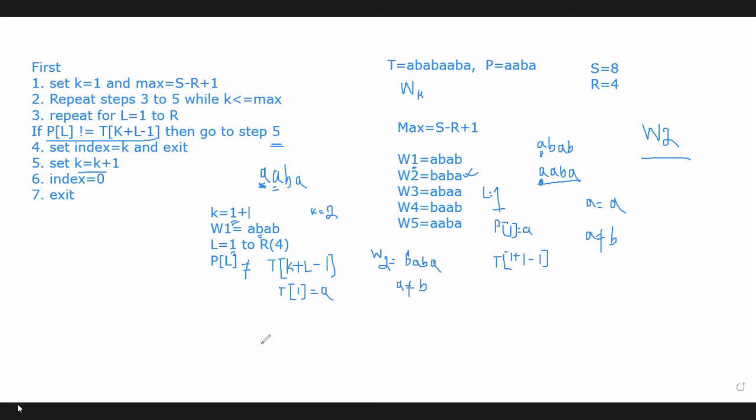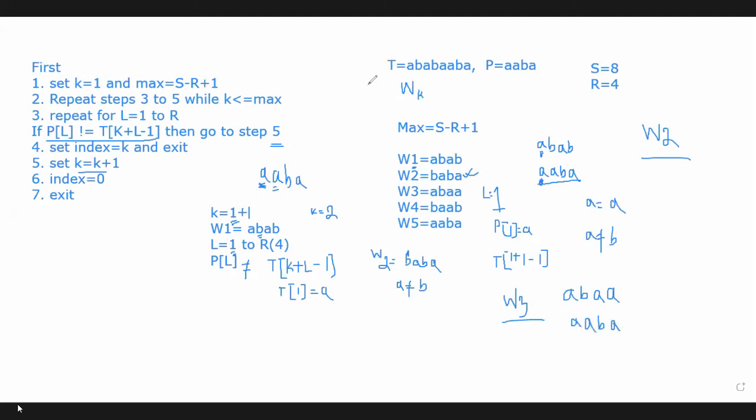So now we'll check the pattern in which substring? In substring W3, isn't it? Yes, ma'am. So this is W3 and the characters are A, B, A. Okay? So when L equals 1, that is P of 1 equals A, this is our pattern A, B, A.